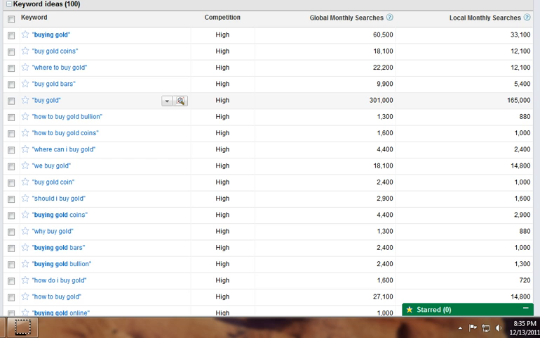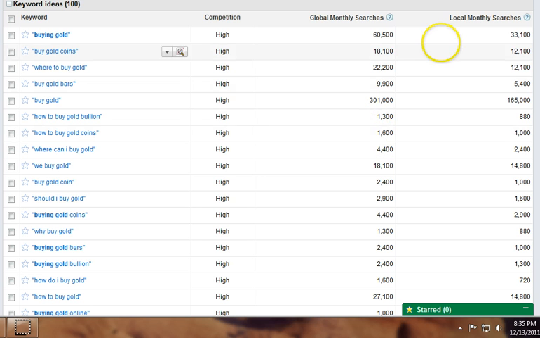If you want to compete on the phrase "buy gold" in your articles or on your website copy, you have the benefit of 301,000 searches a month, but you have extremely high competition for it. What we're actually looking for in these two to three word phrases are low competition, high global monthly searches, and we can learn some things here.